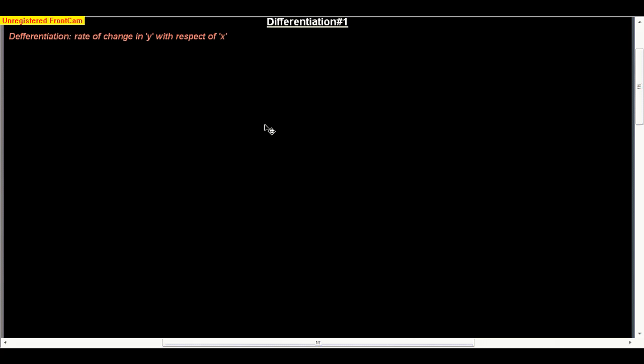Hello. In this session, we will study differentiation. Let us see what differentiation is. Differentiation is the rate of change in y with respect to x. This is the x-axis, this is the y-axis, and this is the origin.